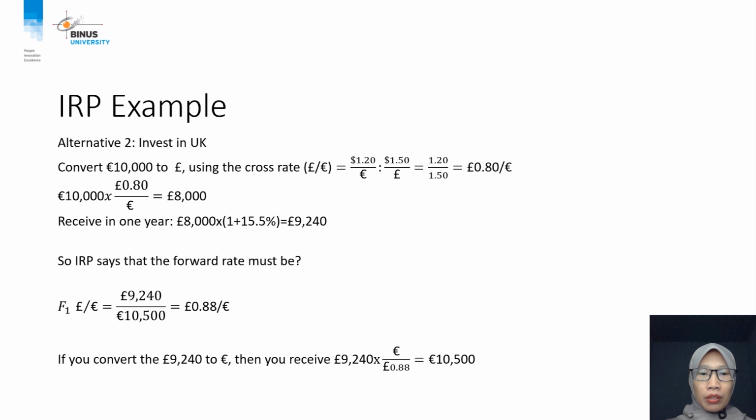So in 1 year, you are going to receive 9,240 pounds. So IRP says that the forward rate must be, you have to divide that 9,240 pounds by 10,500 euro. So the forward rate should be 0.88 pound per euro. If you convert the 9,240 pounds back to euro, then you receive 10,500 euro if you use that forward rate. So this is what IRP is about.